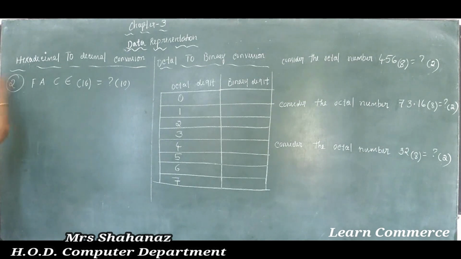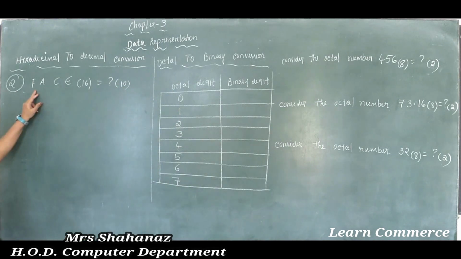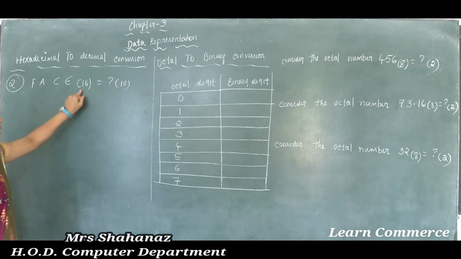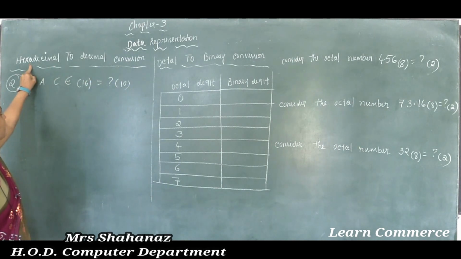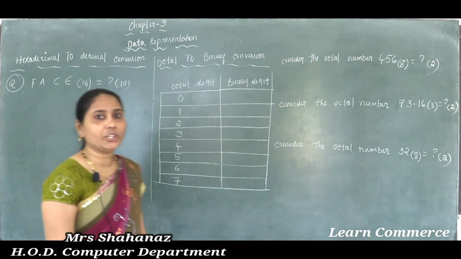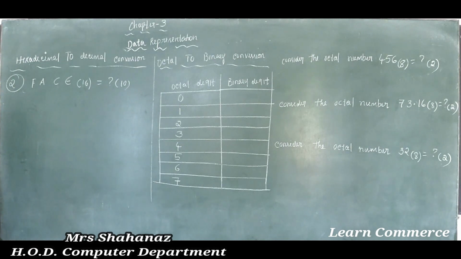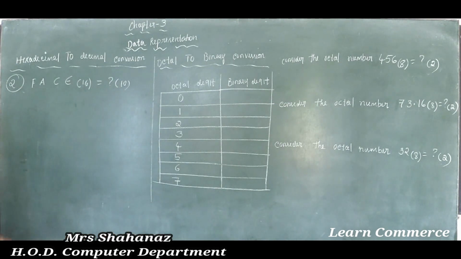Now let's see the second example about our hexadecimal to decimal conversion, and the question is FACE. So the hexadecimal number FACE is going to be converted from hexadecimal to decimal conversion. As we know, multiply each digit of the hexadecimal number by its positional weight and add all the products. These are the two important steps we need to complete to get the answer of the hexadecimal to decimal conversion.